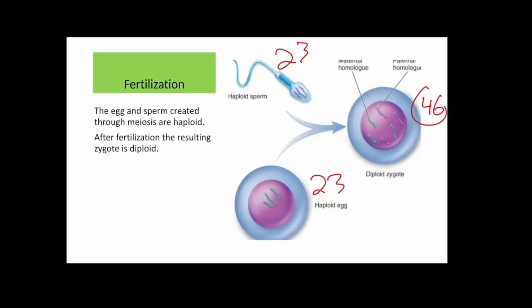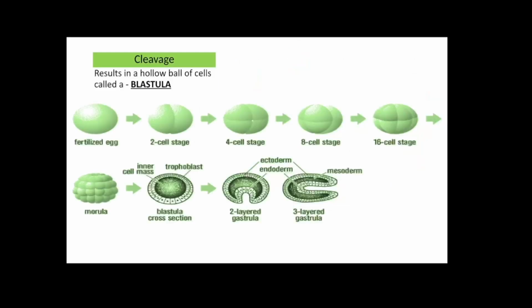And from that point forward, it's going to start growing and reproducing and cleaving, and it will start to develop really quickly. The cleavage results in a hollow ball of cells called a blastula. And you'll see that the size of the developing embryo doesn't change that much in the first few hours and first few days of development. It's not really getting that much bigger. It's just cleaving a lot.